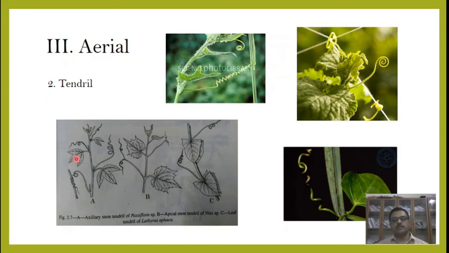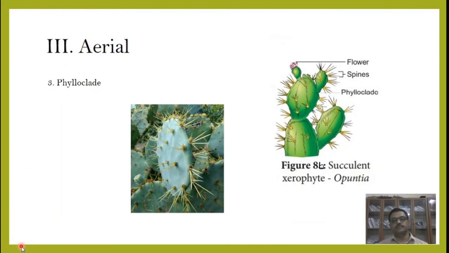So these are tendrils, and they are found in a large number of climbers like passiflora, which is passion fruit, vitis, which is grape, and in plants like lathyrus we can find these tendrils that are responsible for holding the plant upright and providing support to these climbers. The third type of aerial stem is the phylloclad, which is found in plants like Opuntia, called cactus.